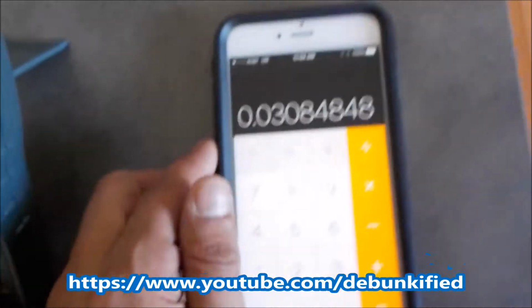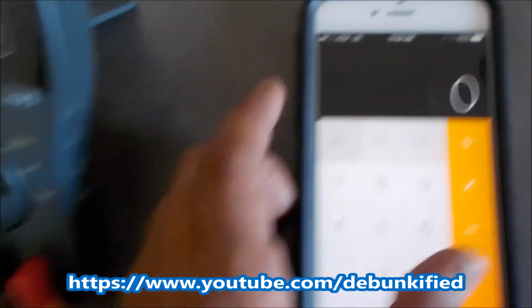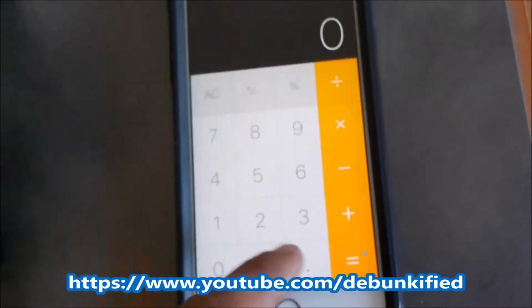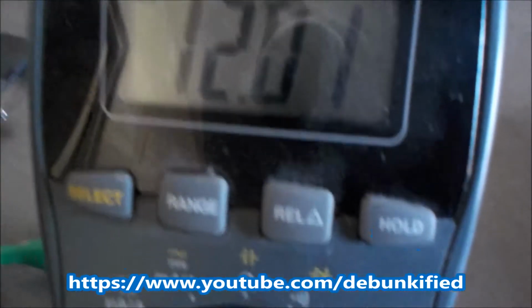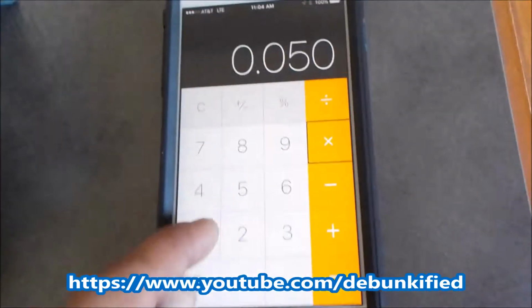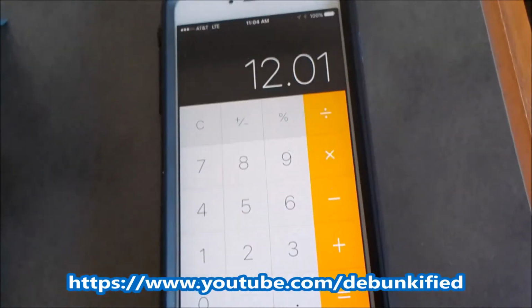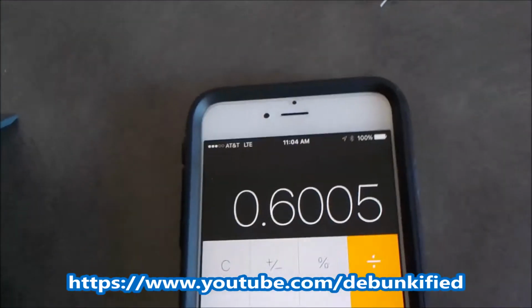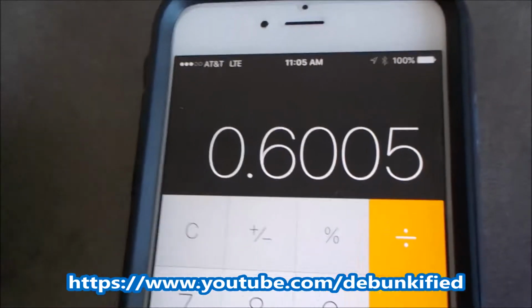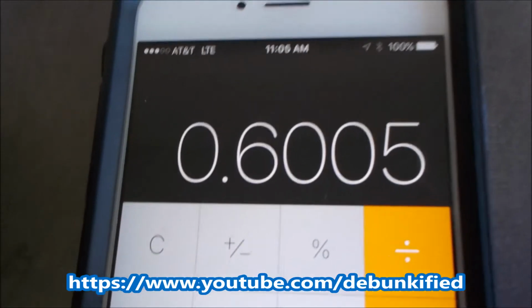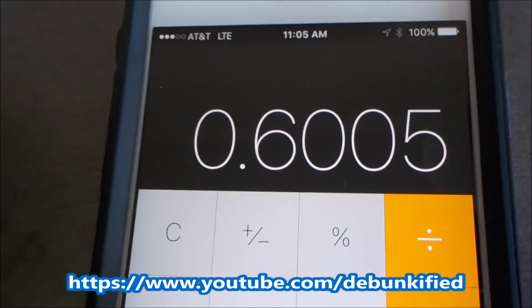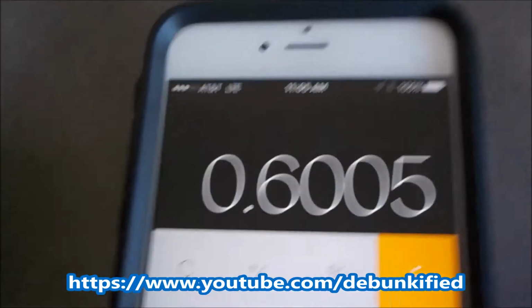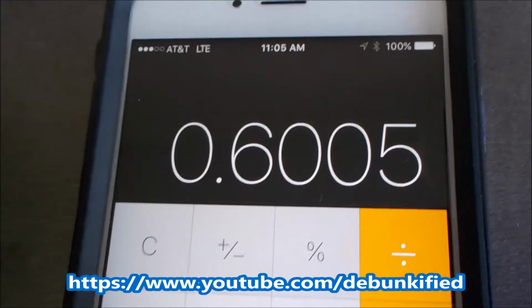So if we want to figure that out, we take 50 milliamps, so that's 0.050, and then we simply multiply it by our voltage, which is 12.01, equal sign right here. Look at that, 600 milliwatts, 600 milliwatts. Now, does that look familiar?